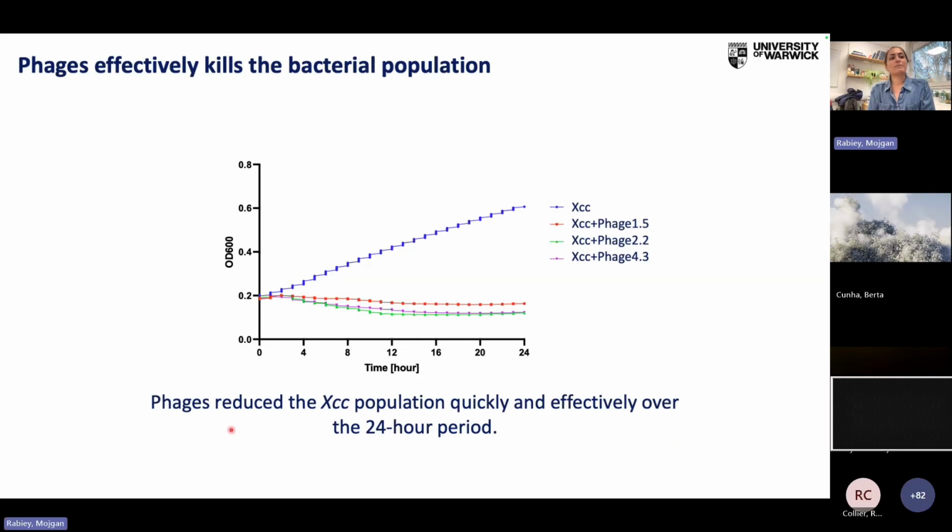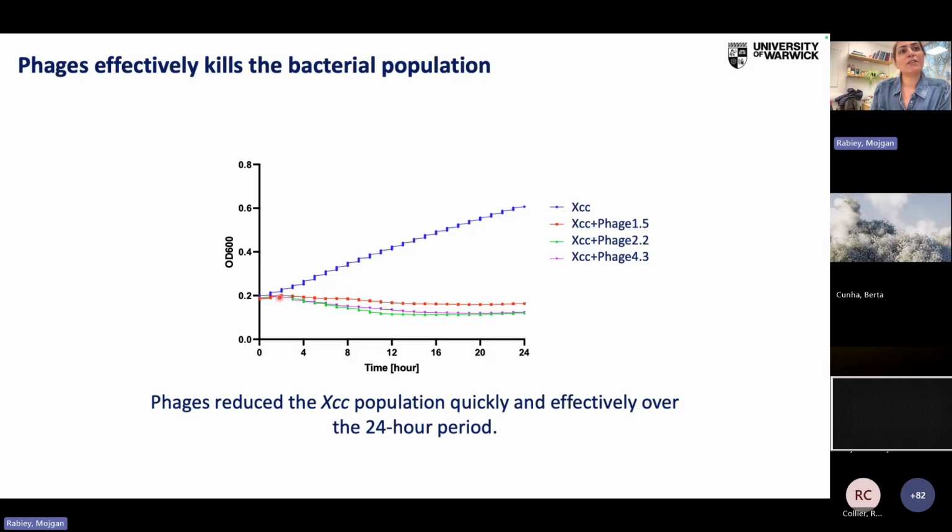As part of our characterization, we do a lot of killing curve assays or plate assays, where we measure optical density, or population density, of bacteria over time. You could see here, over a 24-hour period, the XCC in the blue line on its own. The pathogen grows exponentially during the experiment.